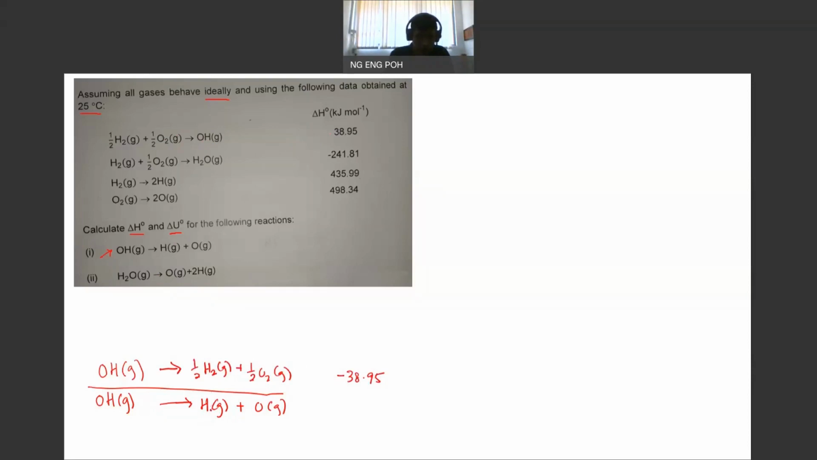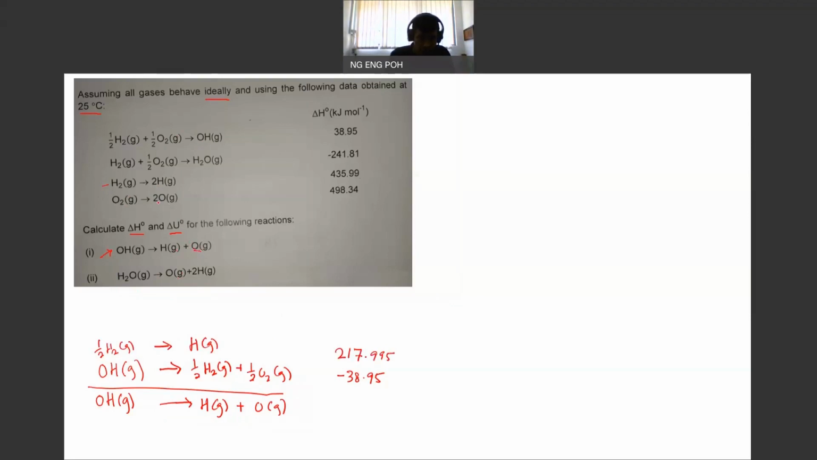Okay, and for the second step, you need to find the H gas. Which equation gives you H gas? It's this equation, but this is 2 mole, so you need to divide by 2. So you will get half H2 gas, and here you get H gas. So 435.99 divided by 2 gives you 217.995.